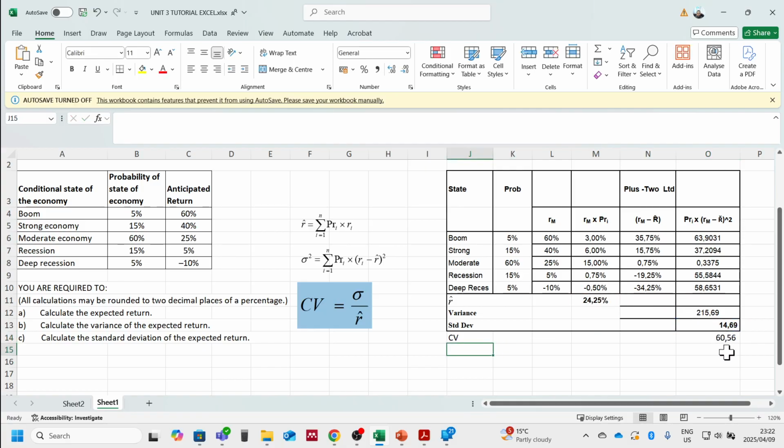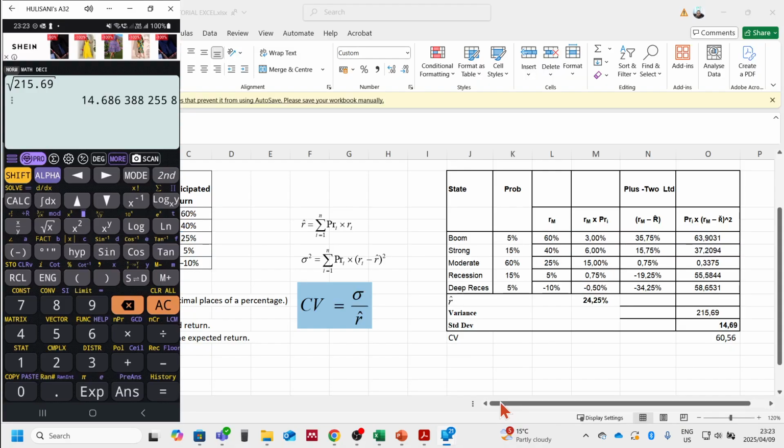So in this case, I'm not sure of this, but I'm just going to quickly use my other calculator, which is going to say 14.69 divided by 24.25. So this is equaling to 0.61.